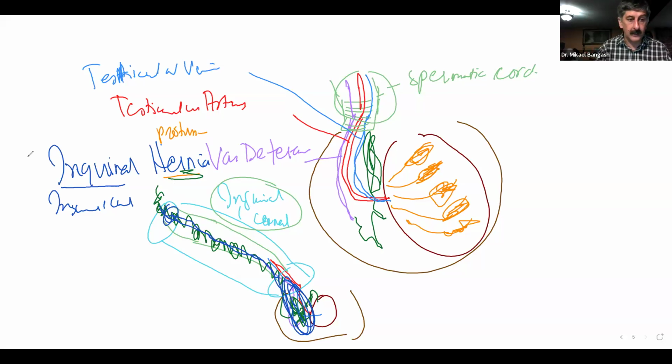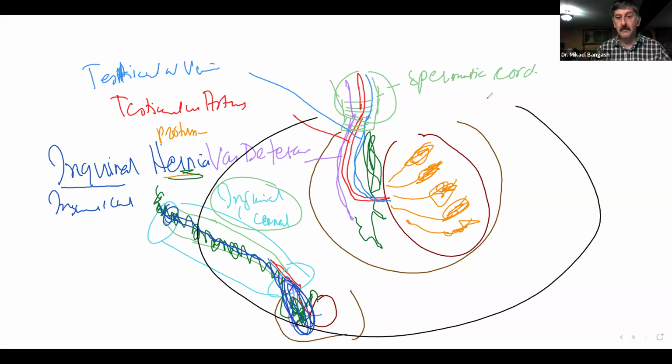So what may happen in that case is that the scrotum, boom, increases in size. That's what happens in an inguinal hernia. It doesn't necessarily have to get all the way down to the scrotum. It may just end here, for instance. But if loops of the intestine, primarily small intestine, start to protrude through the inguinal canal, that's what you call an inguinal hernia.